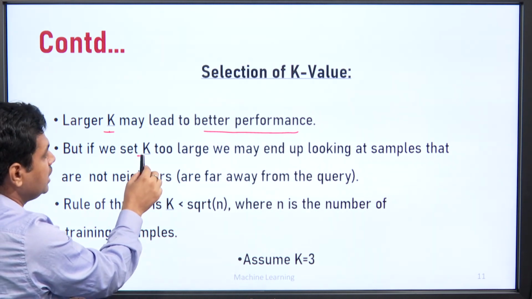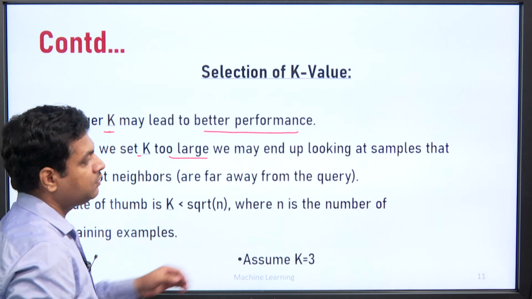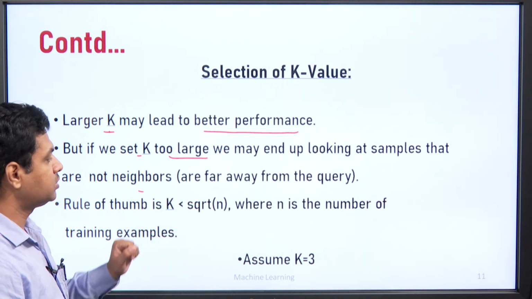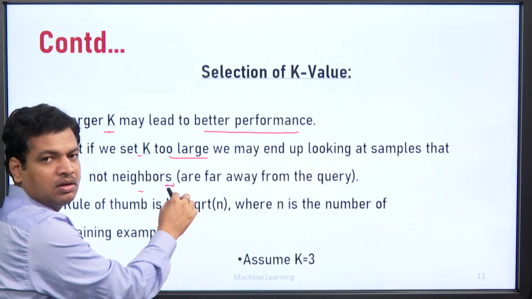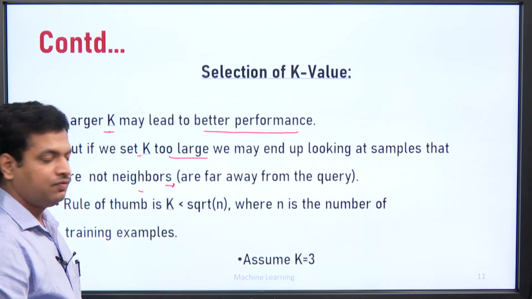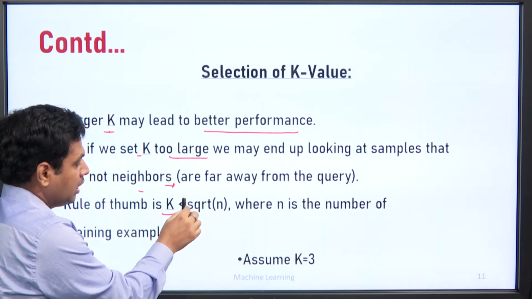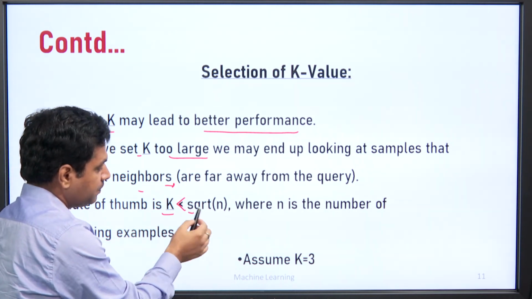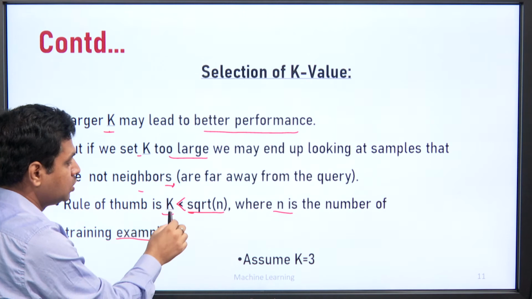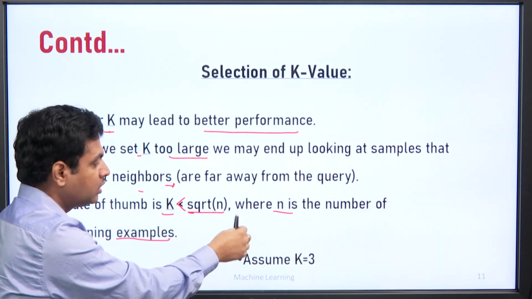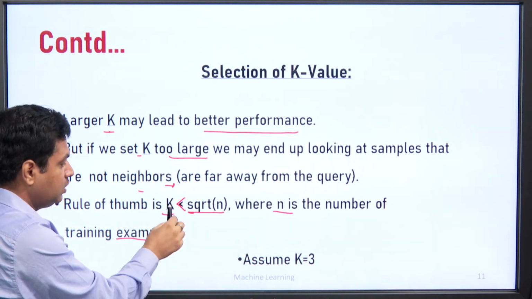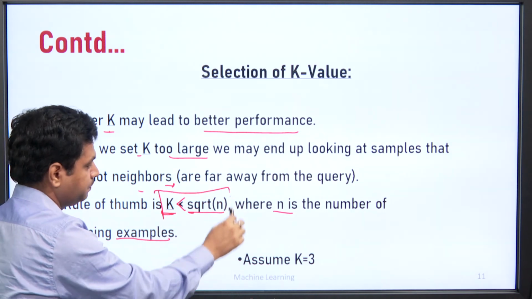If we select k to be a large value, then we may end up looking at samples that are not neighbors. This may mislead us to an inaccurate or wrong prediction. The rule of thumb for selecting the value of k is that k should be less than or equal to the square root of n, where n is the number of training examples. So, k should be less than the square root of the number of samples present in the data set.